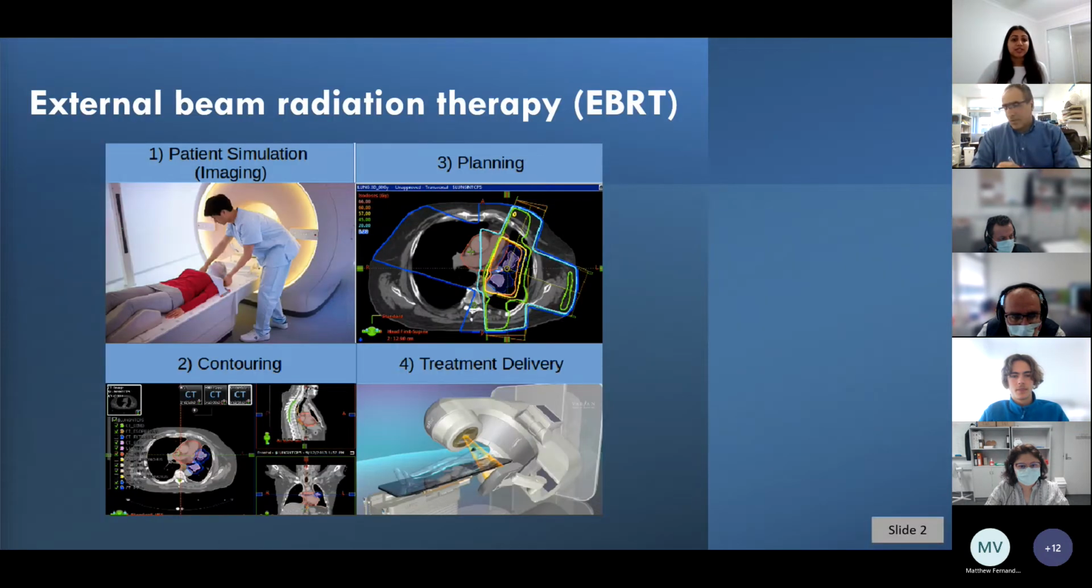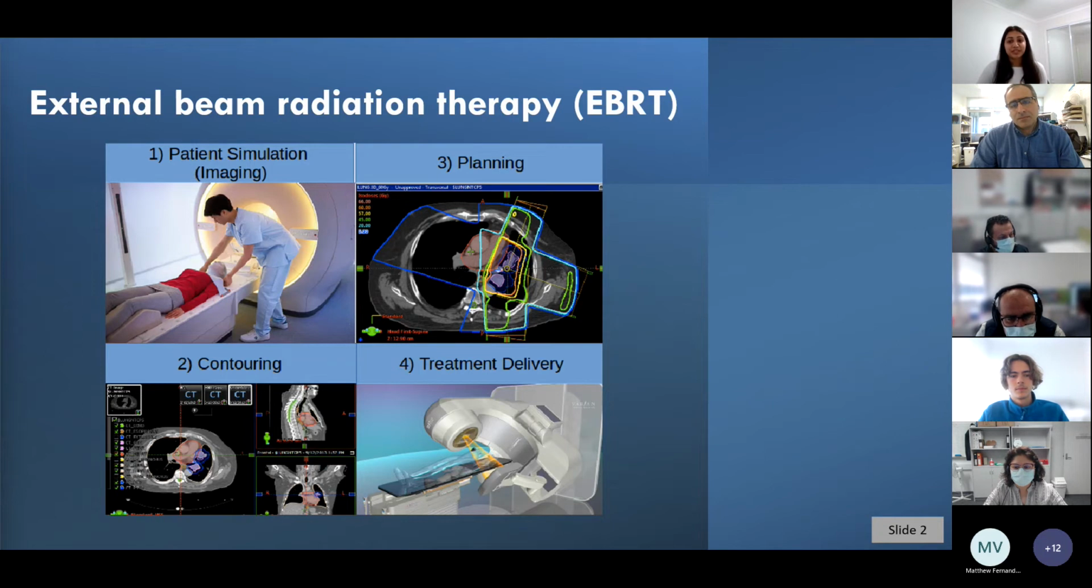So a quick introduction into external beam radiation therapy. As you all know, in EBRT, after diagnosis of cancer, a patient undergoes imaging using a CT simulator. And CT is an X-ray modality, and imaging is dependent on the attenuation of X-rays passing through the patient's body. And these CT images are crucial in the next steps of the treatment flow because contouring of the target volumes and the organs at risk are performed on these CT images.